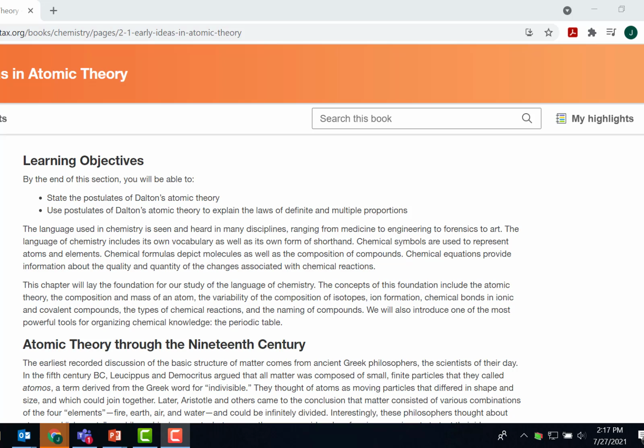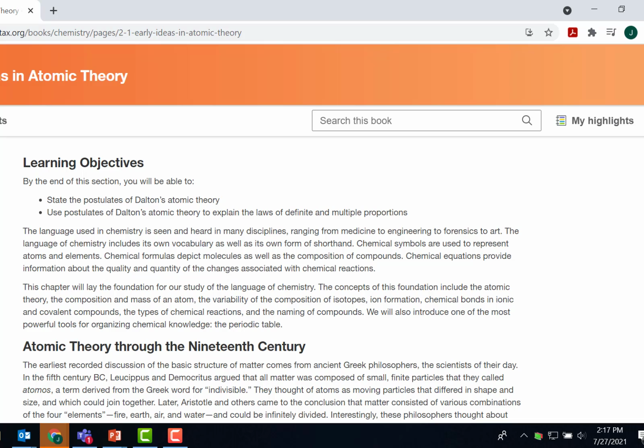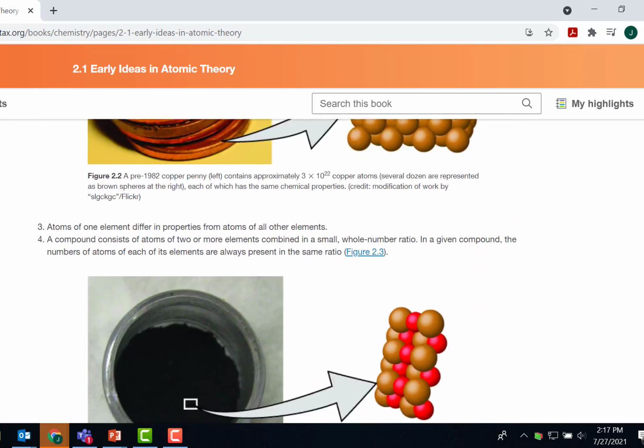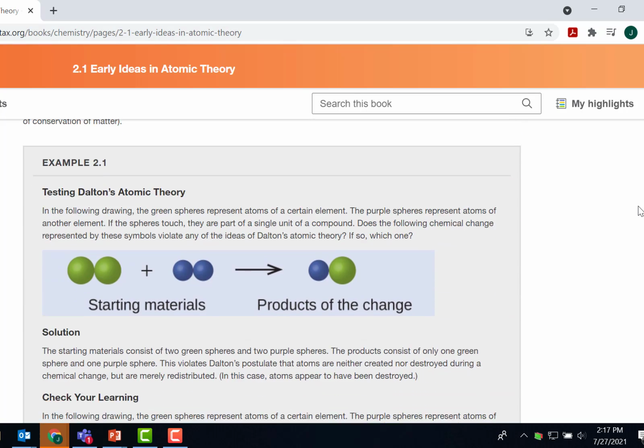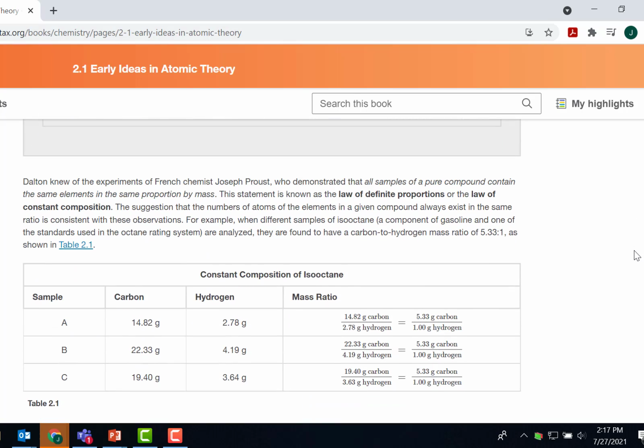So the learning objectives are, first of all, state the postulates of Dalton's atomic theory, and secondly, use the postulates of Dalton's atomic theory to explain the laws of definite and multiple proportions. So I'm going to actually start with those laws because the theory itself is based upon those laws. These laws were known before Dalton's theory was proposed, and it was only with that knowledge that he was able to propose that theory. So we're going to kind of skip down towards the bottom and talk about these laws.